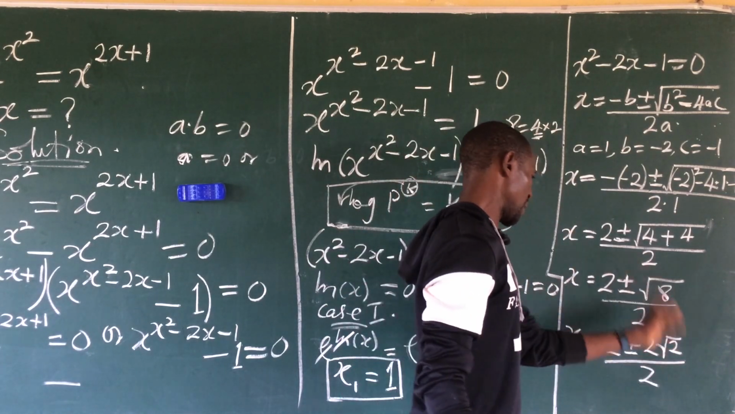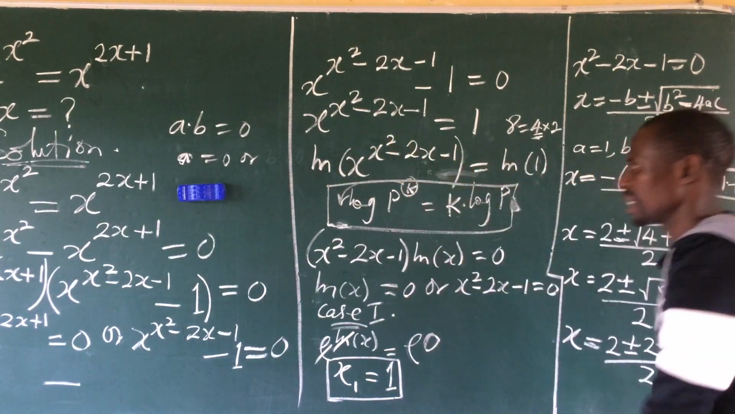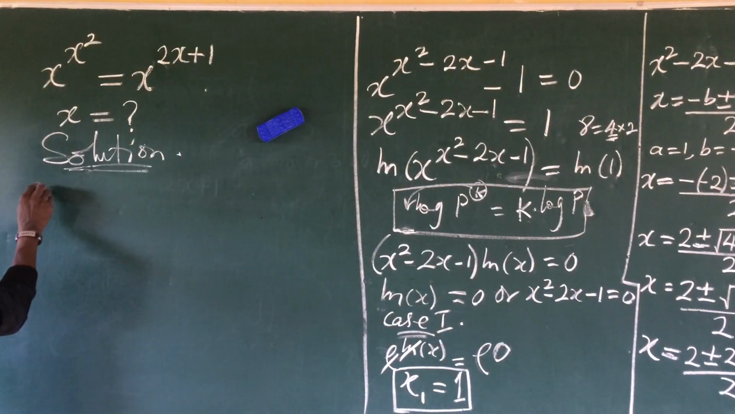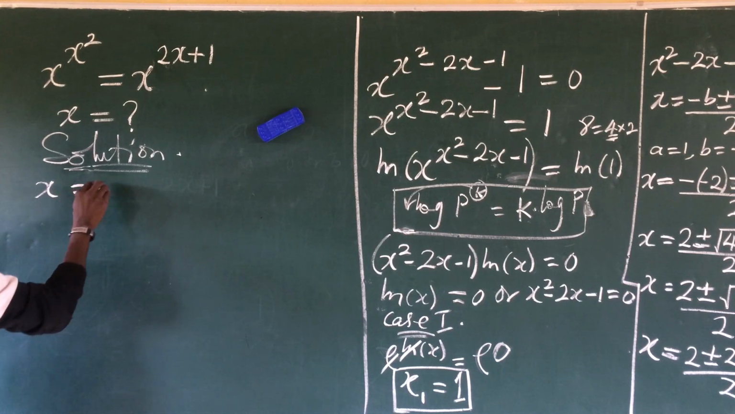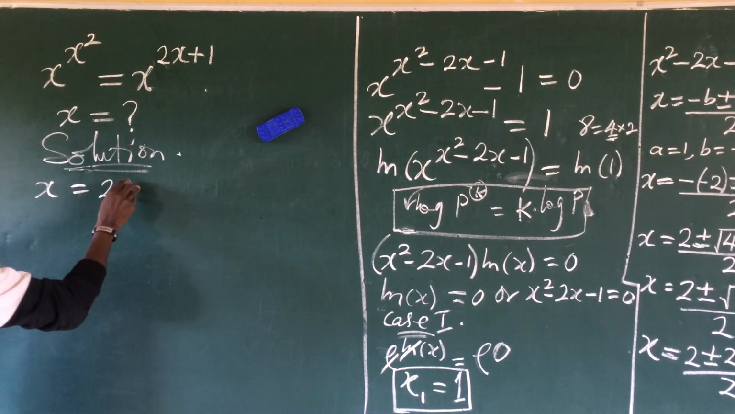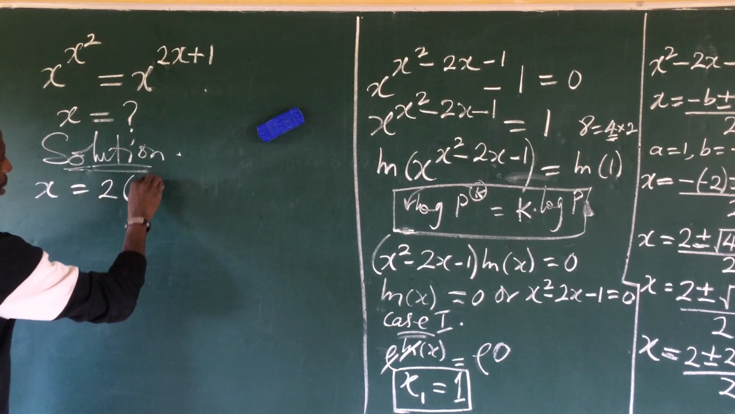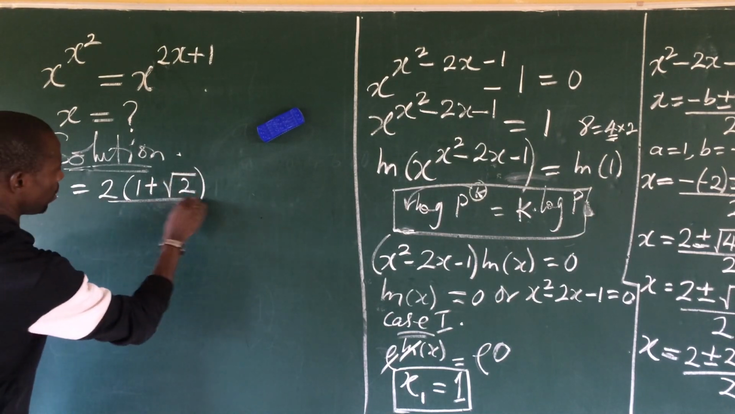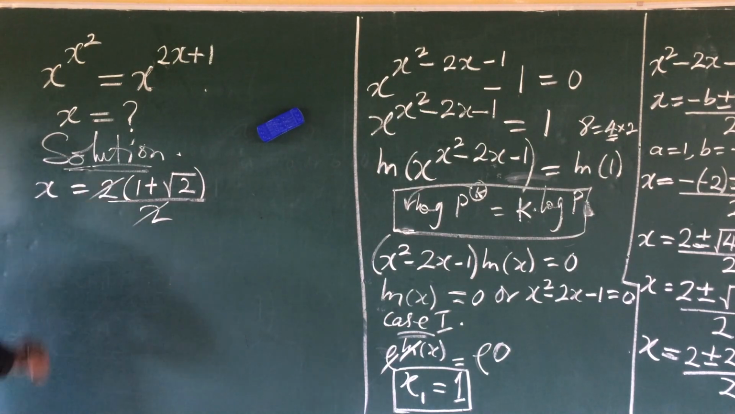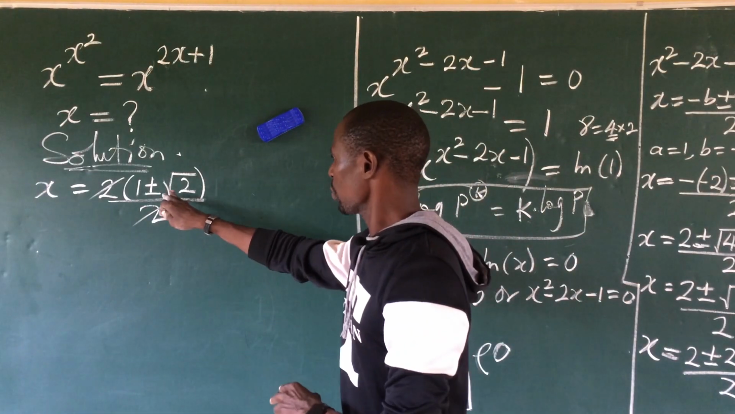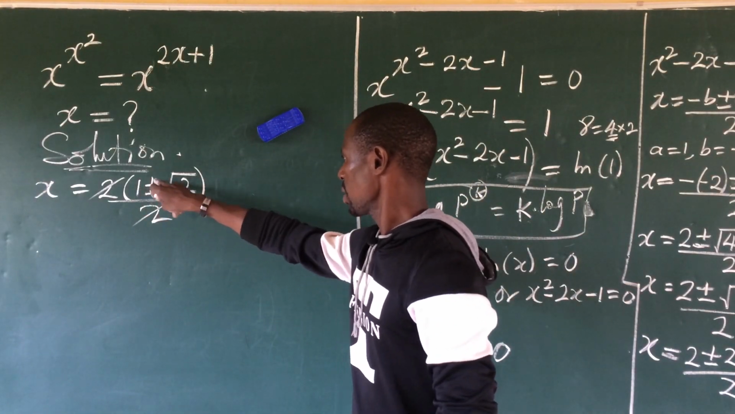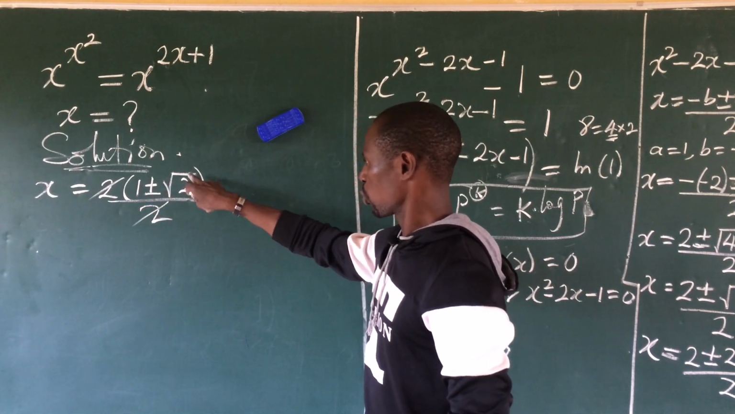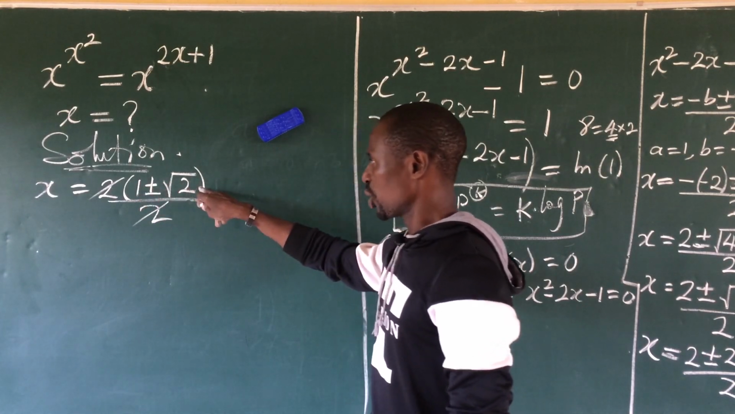So if we factor out 2, we're going to have x equal to 2 times (1 plus the square root of 2) all over 2. This 2 goes with this 2. So we now have two solutions from here, which is 1 plus the square root of 2 and 1 minus the square root of 2.